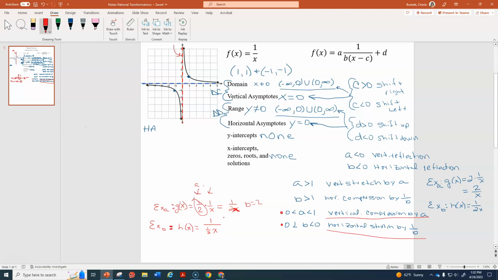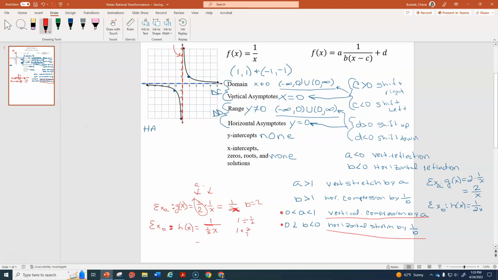What happens when you divide 1 by, where'd my pen go? I lost my pen. There it is. 1 divided by 1/2. Isn't that what that says? 1 divided by 1/2. What did you learn in middle school? Keep, change, flip. You keep the one the same. You change the divide into multiply, and then you flip that upside down.